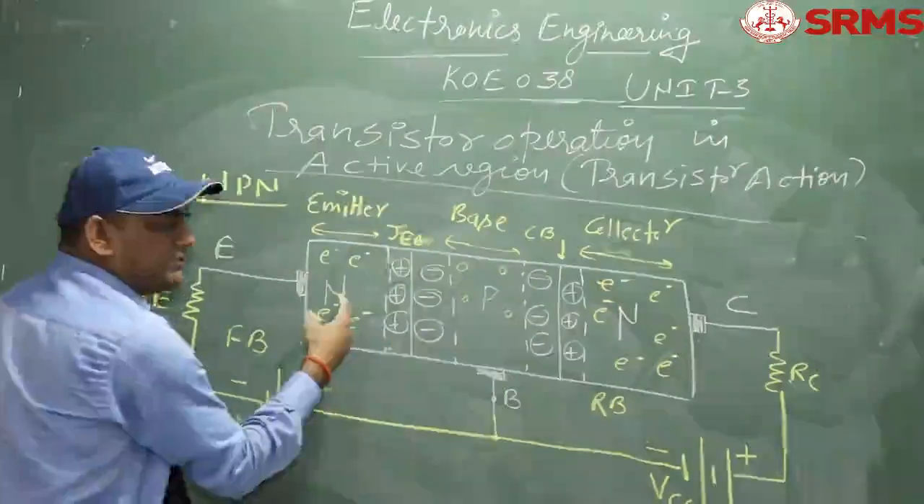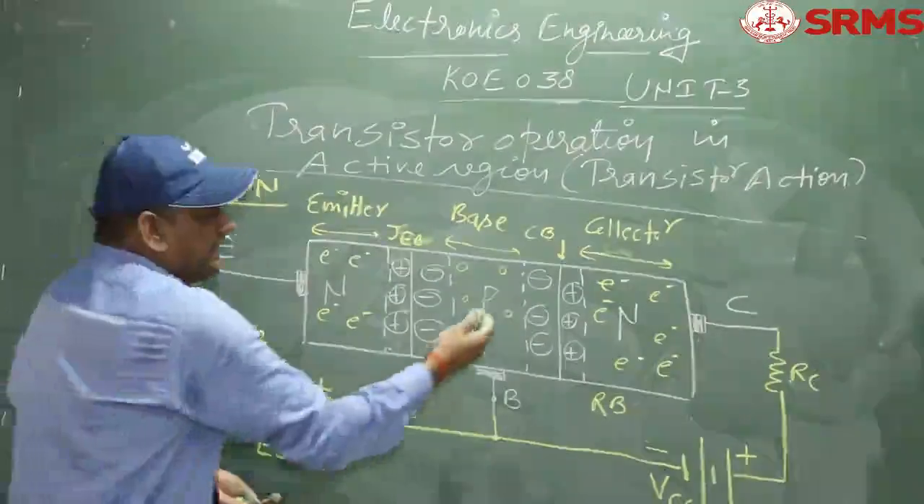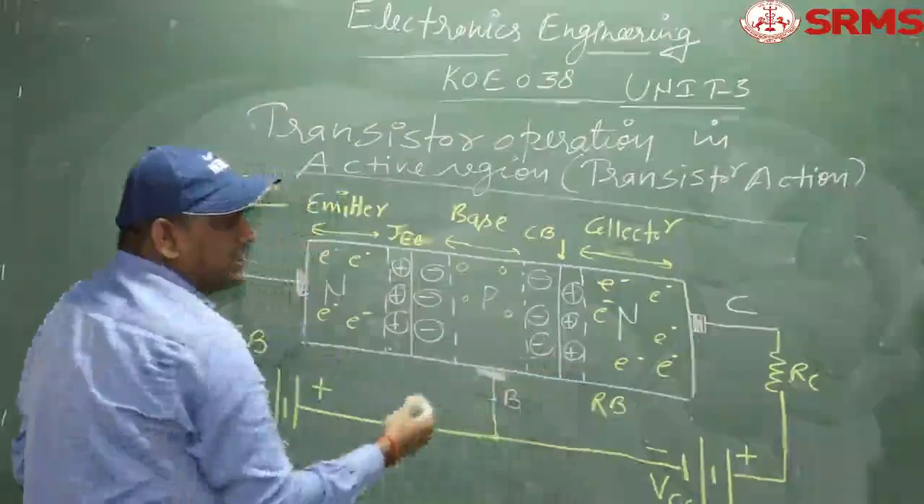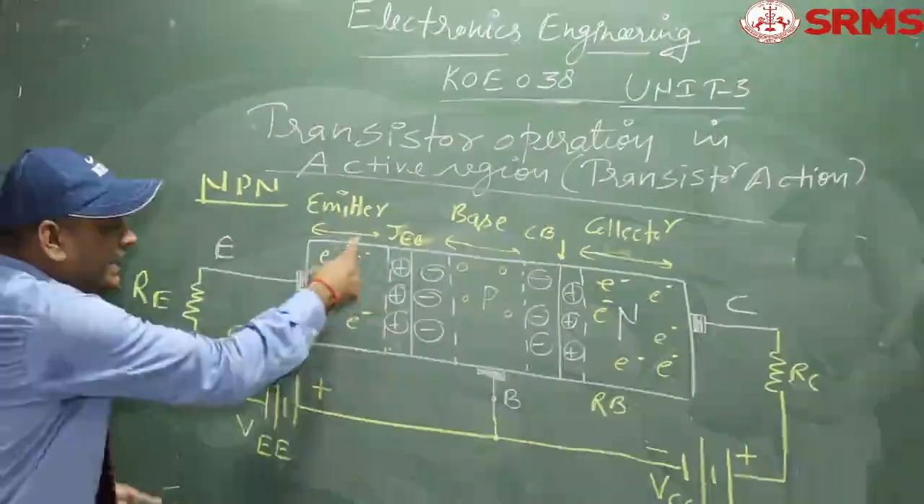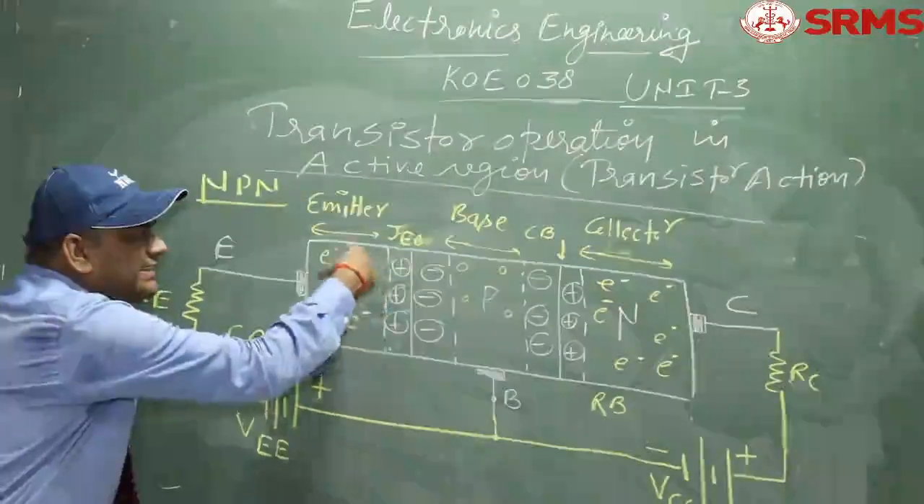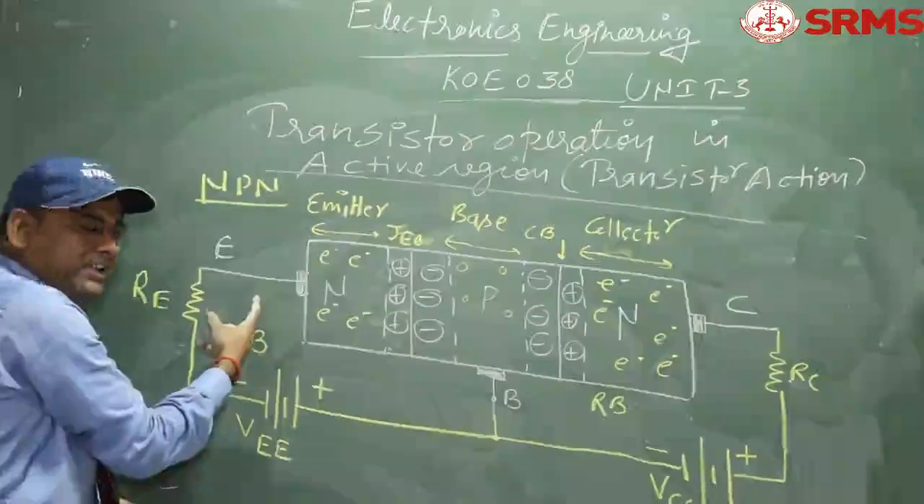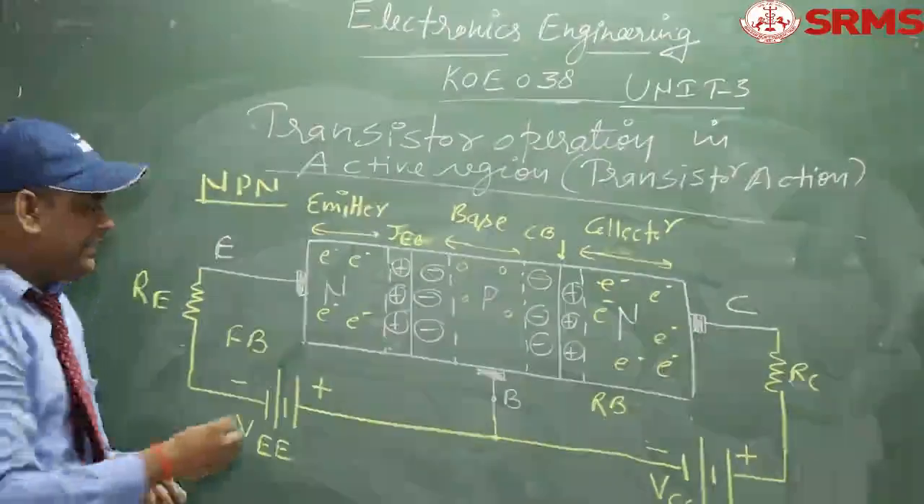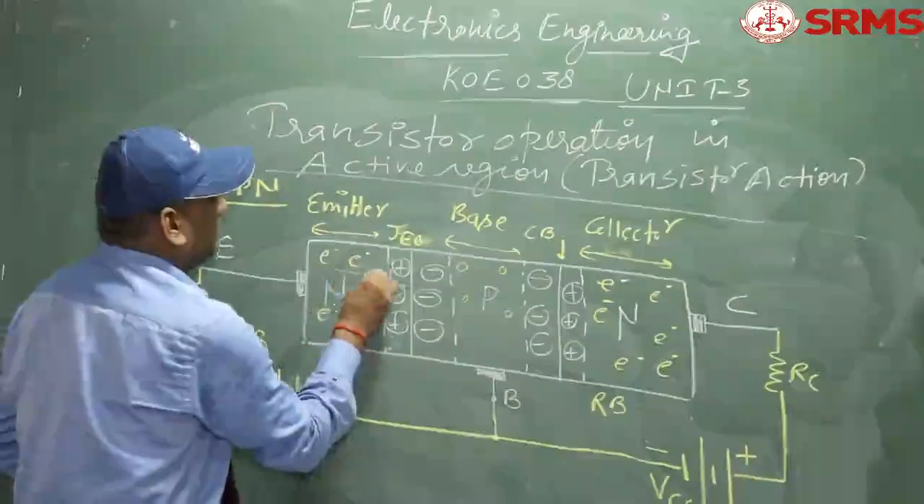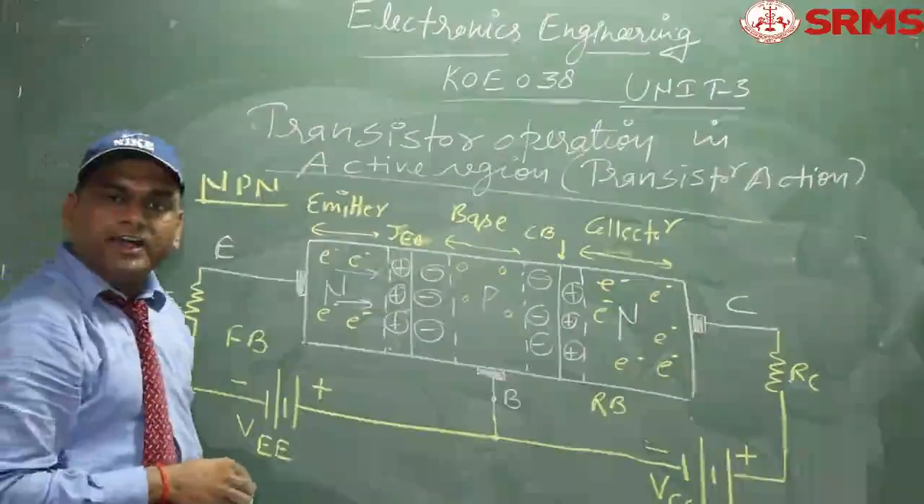As soon as a PN junction is formed, definitely there is a depletion region. This is also a PN junction, so a depletion region is formed. Is that clear? So as soon as you apply a forward bias voltage, electrons, which are majority charge carriers in the emitter region, are going to repel from this negative voltage and move towards the base terminal. Is that clear? They are moving towards the base terminal.